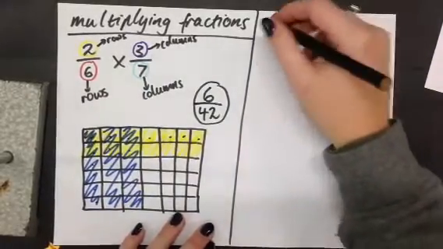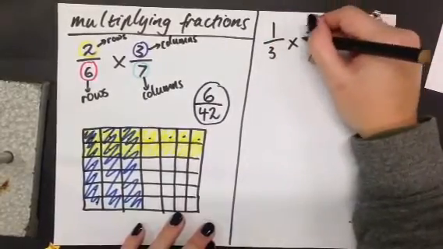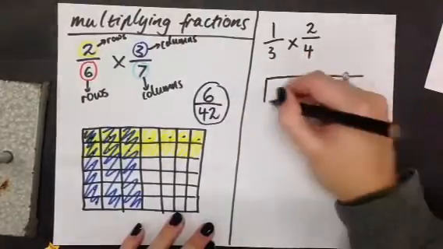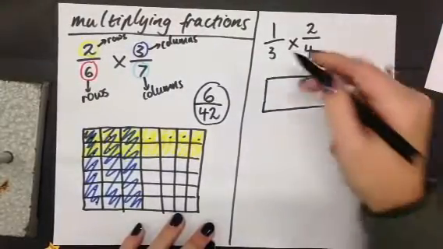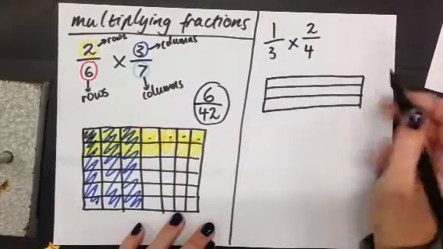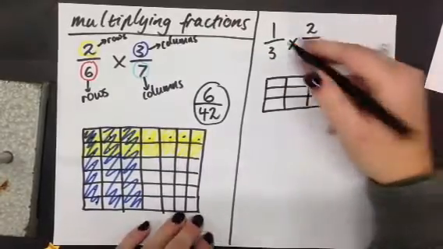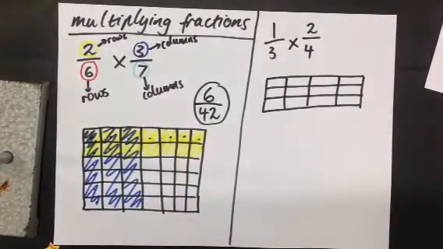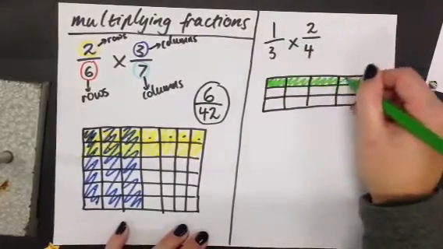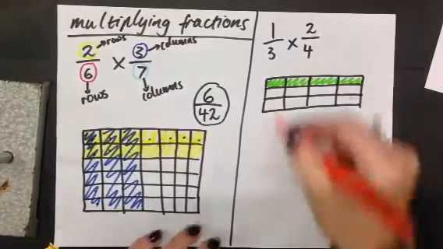Let's do another example. 1/3 times 2/4. This is how many rows I should have. I should have 3 rows and 4 columns. Now I need to shade in 1/3, so 1 of my 3 rows, and I need to shade in 2 quarters, so 2 of my columns.